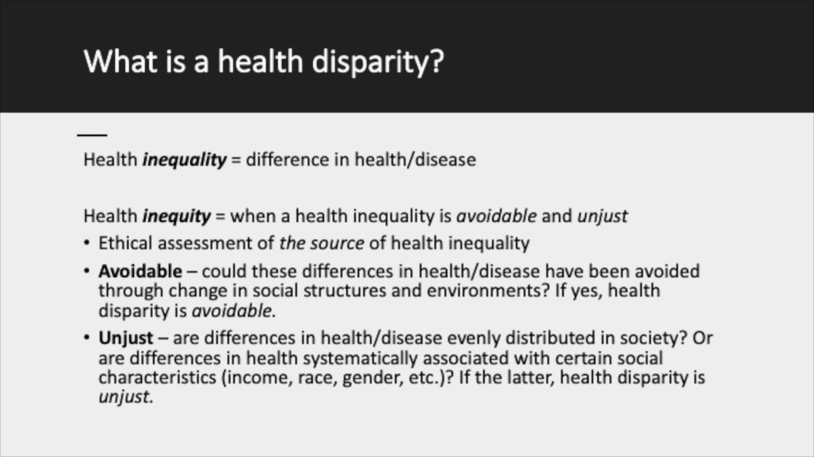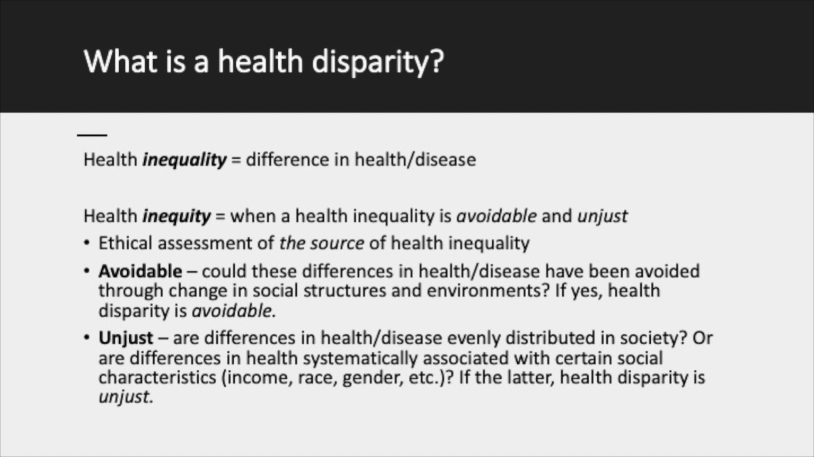However, when we talk about inequity, we are adding an ethical assessment to this, and we're considering the source of that health inequality. There are two terms folded within our definition and understanding of health inequity that are really important here: avoidable and unjust. So if a health outcome is avoidable and if it is unjust, then we would consider it to be a health inequity. What do we mean by avoidable?